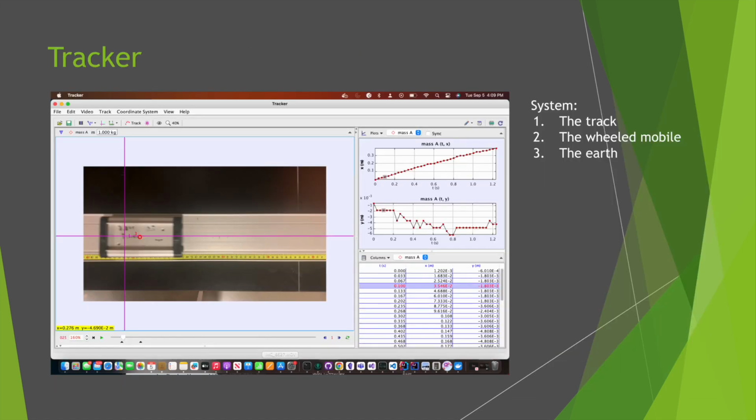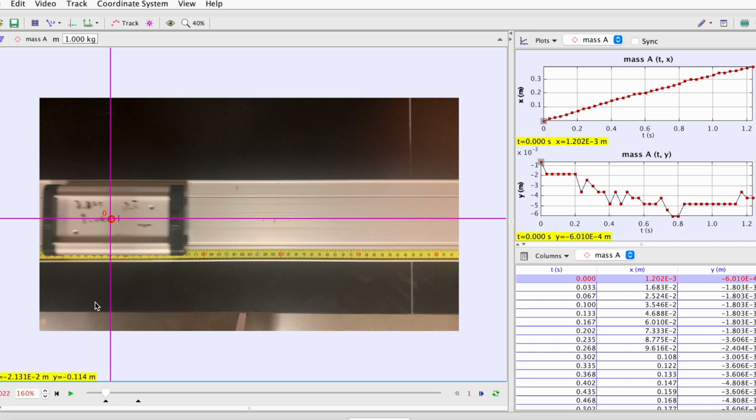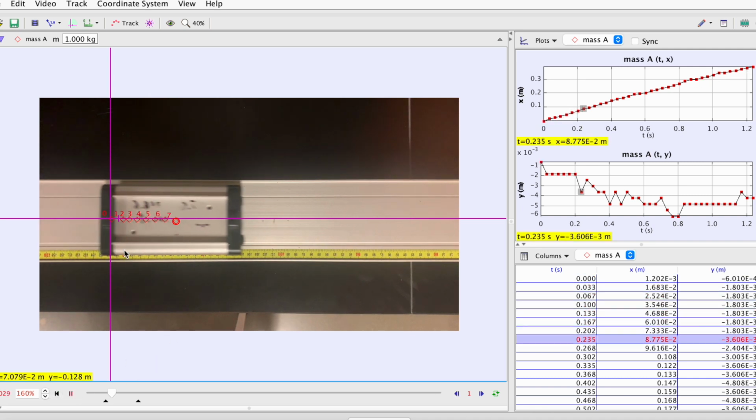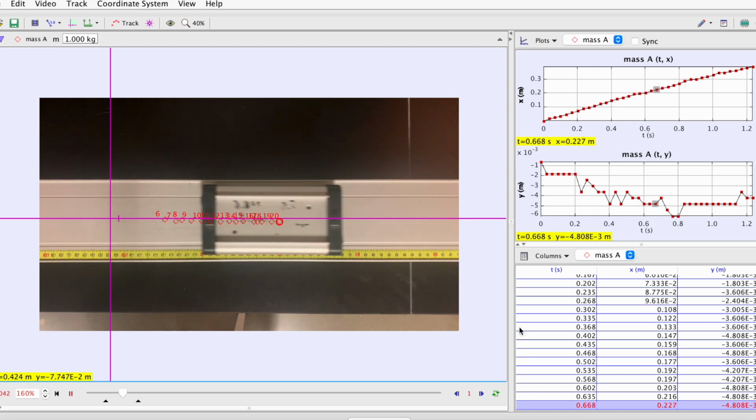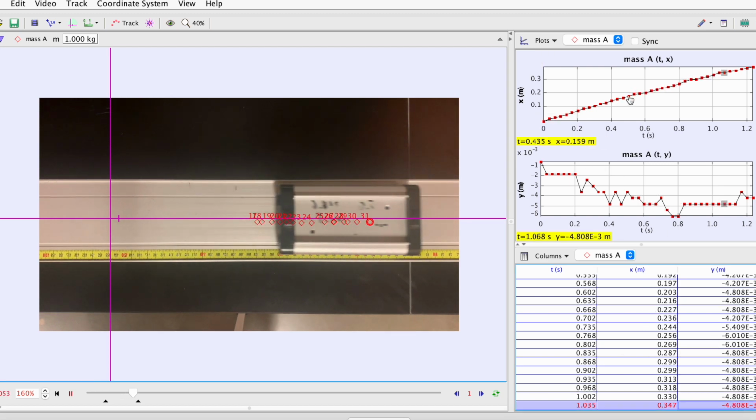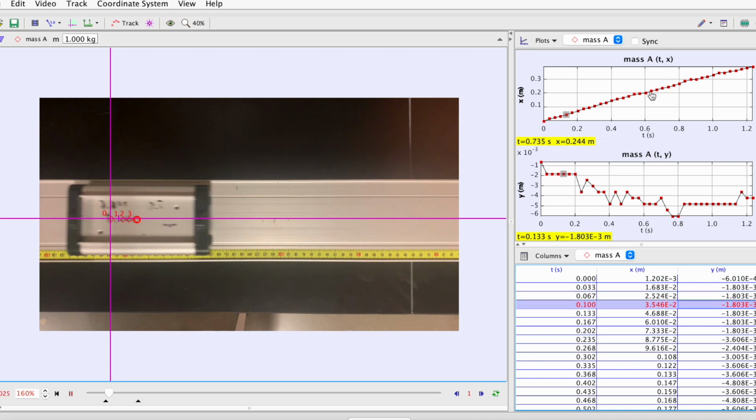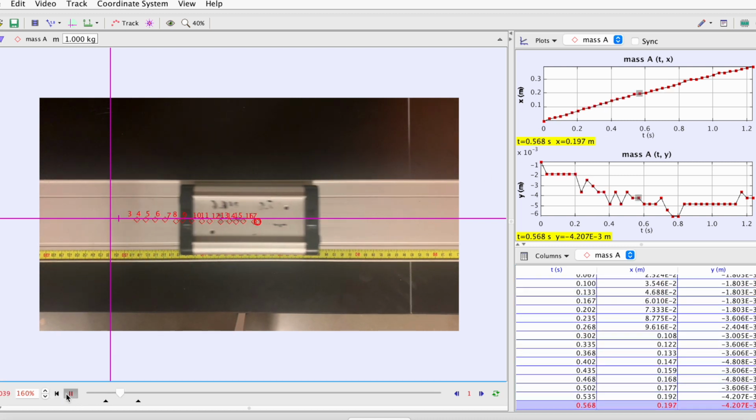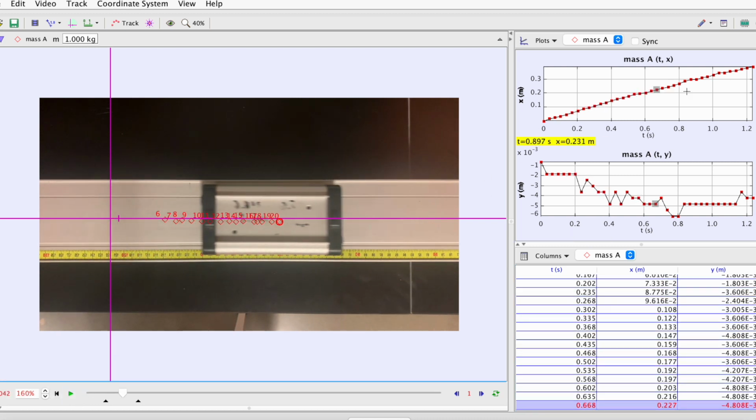Now we'll move to Tracker and observe the system, which is the track that the wheeled mobile is on, and then the earth. Our focus is on this object, which is moving at a constant speed between a time interval. We can see its movement from the side, and we can watch as we track it along the course. It moves along and builds the data as it goes, and it builds a line that we can then use to measure how accurate and how linear it is.